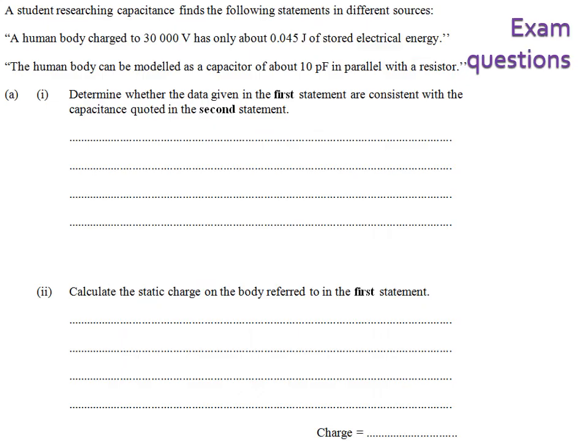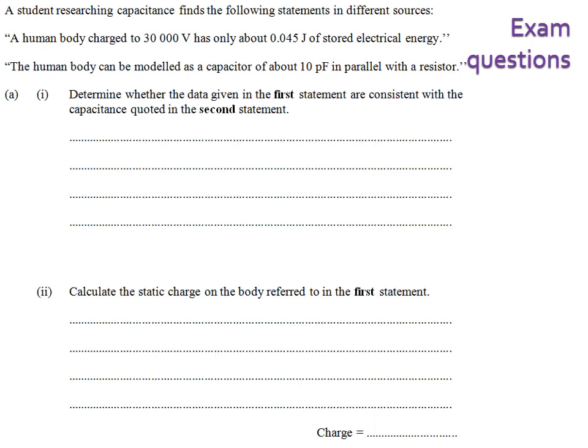Here is a little difficult exam question. I will go through this exam question with you. A student researching capacitance finds the following statement in different sources. First statement is, a human body charged to 30,000 volts has only about 0.045 joules of stored electrical energy. So you have potential difference and you have been given the energy.